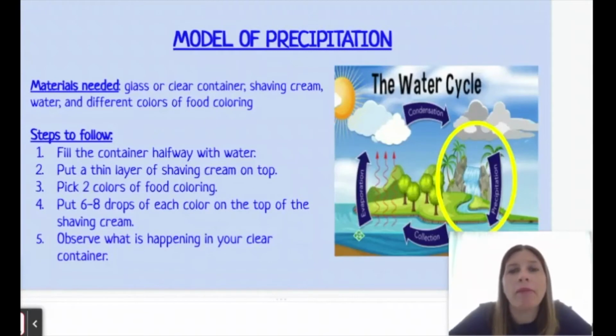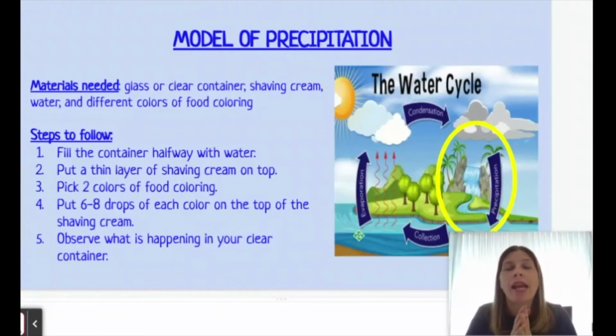Okay, it's time to make our model of precipitation. And I forgot to mention earlier that if you don't have the materials today, it's okay. You can follow along, see how it's done, and then you can always come back to my video and make it with us another time. Or these slides will be posted on the website, and you can always just follow along using the slides. It's really up to you.